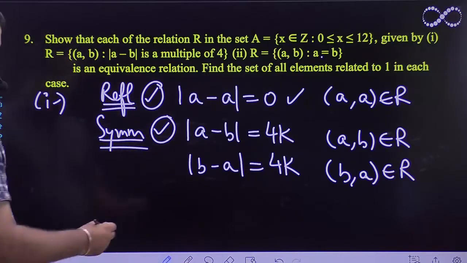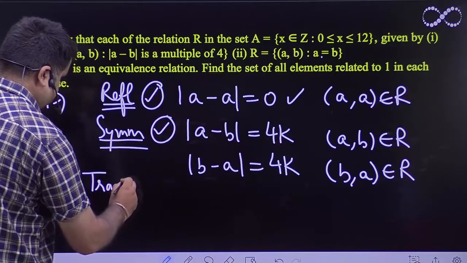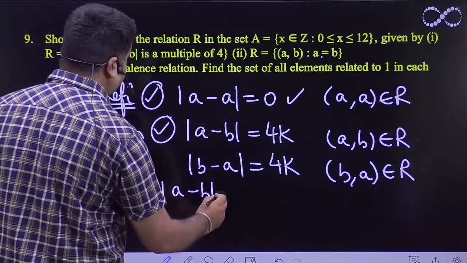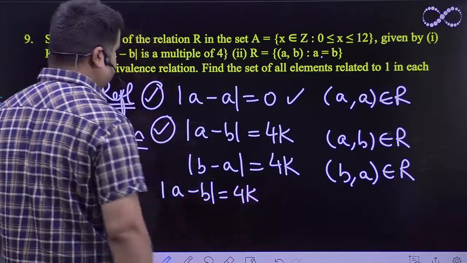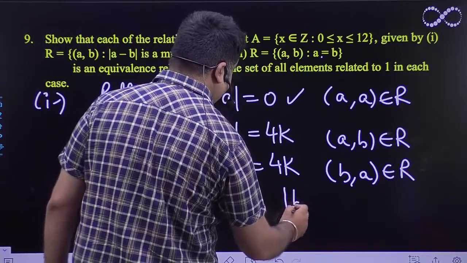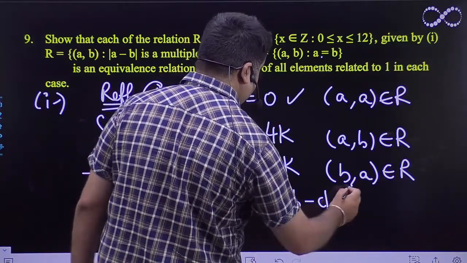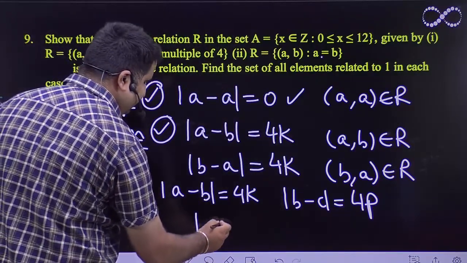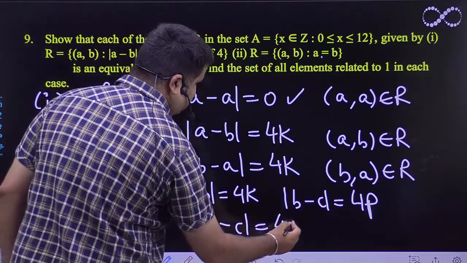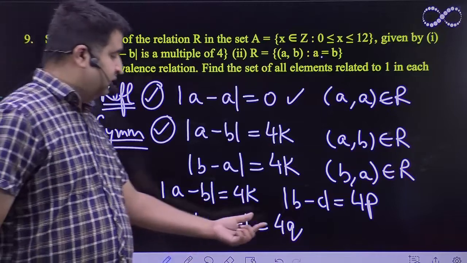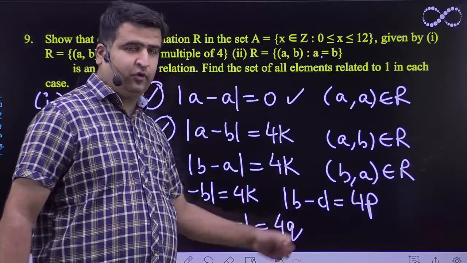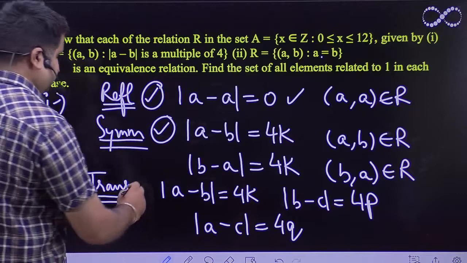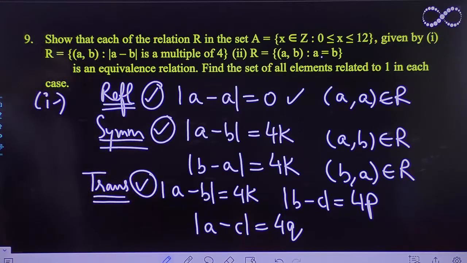Now let's check for the transitive property. If we have mod of A minus B equal to 4K, and similarly mod of B minus C equal to 4P, as we did in the previous question, then mod of A minus C will also be equal to some constant times 4. So it will be equal to 4Q. Therefore, if these two are divisible by 4, the third one will also be automatically divisible by 4. So this satisfies the transitive property.